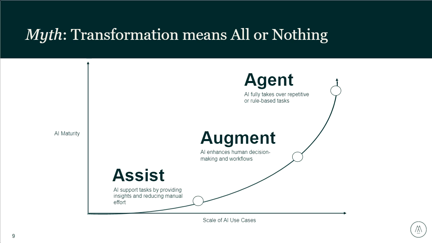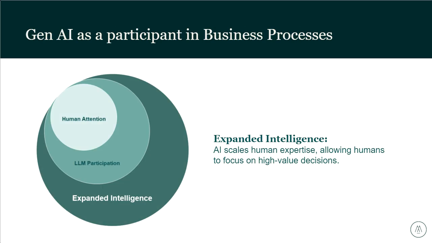To help us hone in on this concept of AI as an augmentation tool, I want to introduce the idea of Gen AI as a participant in the workflow. Human attention is a limited resource. It impacts our capacity to scale operations and innovation because at the end of the day, we are working, say, 8 hours, and we have a lunch break in the middle of that, and we have distractions and Teams messages, and our attention can only go so far.